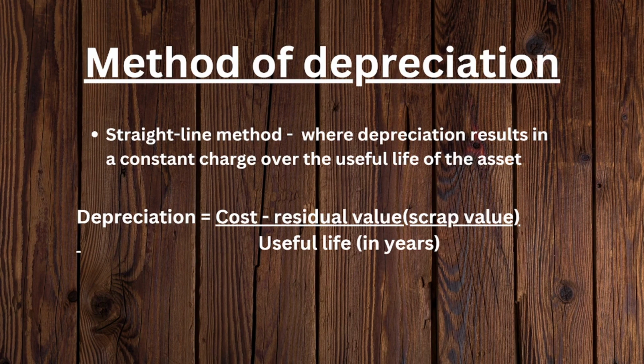The straight line method is where the depreciation results in a constant charge over the useful life of the asset. So the formula for the straight line method is cost minus residual value (scrap value), divided by the useful life of the asset.